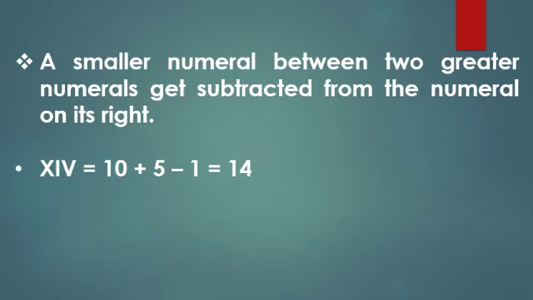The value of X is 10. The value of I is 1. The value of V is 5. So 10 plus 5 minus 1. 10 plus 5 is equal to 15. 15 minus 1 is equal to 14. One more example we will see. XIX. The value of X is 10, the value of I is 1, and again X is there. So 10 plus 10 minus 1. 10 plus 10 is 20. 20 minus 1 is 19.